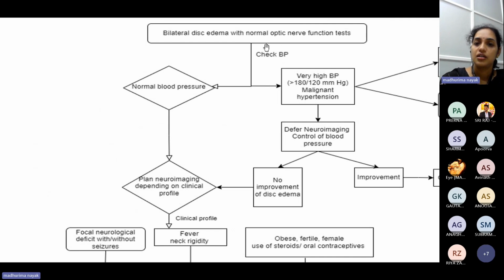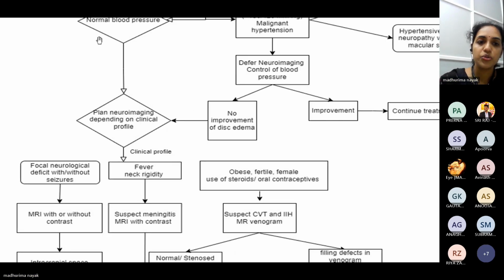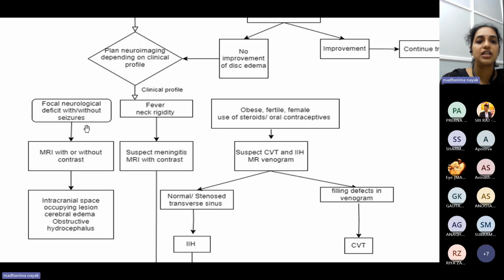Again, let's go back to square one. You are dealing with bilateral disc edema with normal optic function tests and your BP was normal. Then in both these cases, you plan a neuroimaging depending on the clinical profile. Okay, so what does the clinical profile mean? If the patient presents with focal neurological deficits or seizures, see, usually all these patients will invariably have headache.